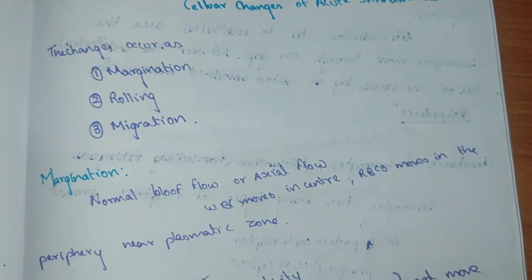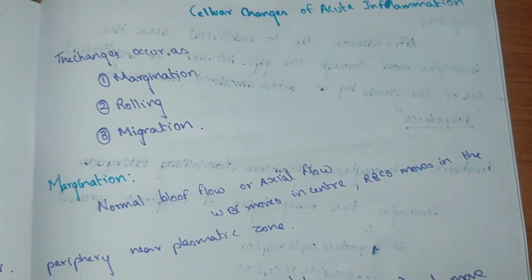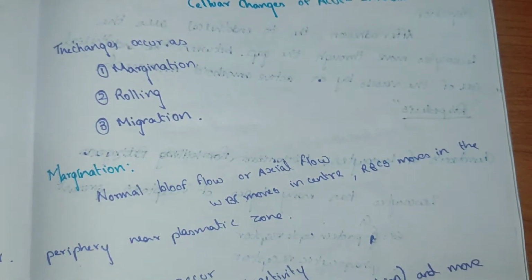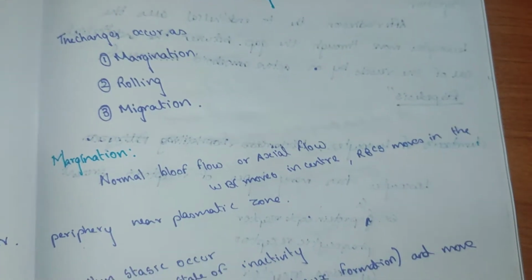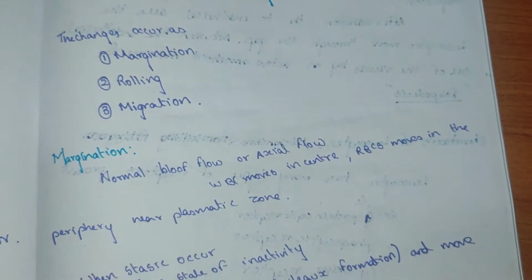In this video, we are going to see about the cellular changes of the acute inflammation. I have already uploaded the vascular changes of the acute inflammation. I will give the link in the description box.